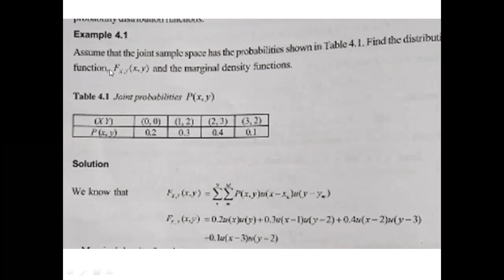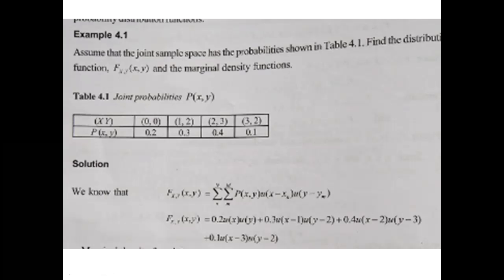Find the distribution function F_XY of x, y and the marginal distribution function. So, what is the formula for F_XY of x, y? By observing this table, does it belong to a discrete random variable or a continuous random variable? Observe the events: 0, 1, 2, 3. That means all are integers, some countable values. That's why this belongs to discrete random variables.